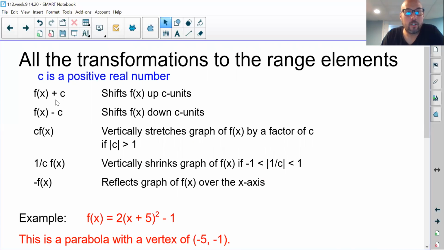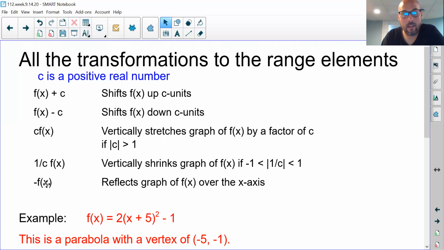You can move the function up or down: just add or subtract a positive real number. You could stretch it or shrink it. If you want to stretch it, you multiply by something that's greater than 1. If you want to shrink it, multiply by something between 0 and 1. And if you want to reflect it over the x-axis, you multiply by -1.